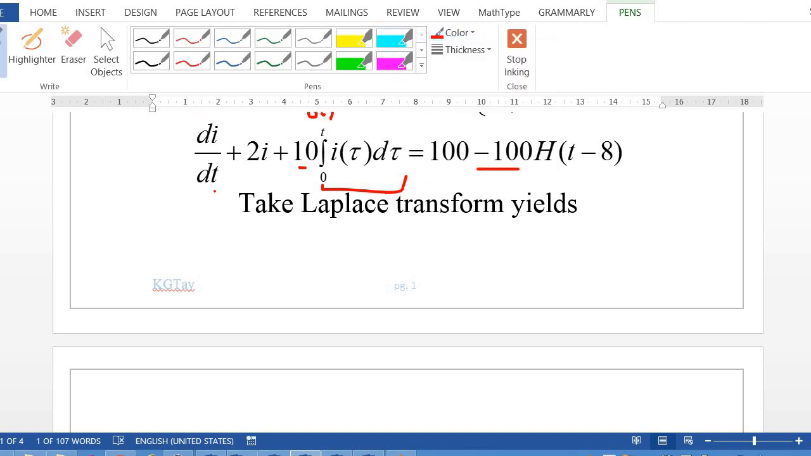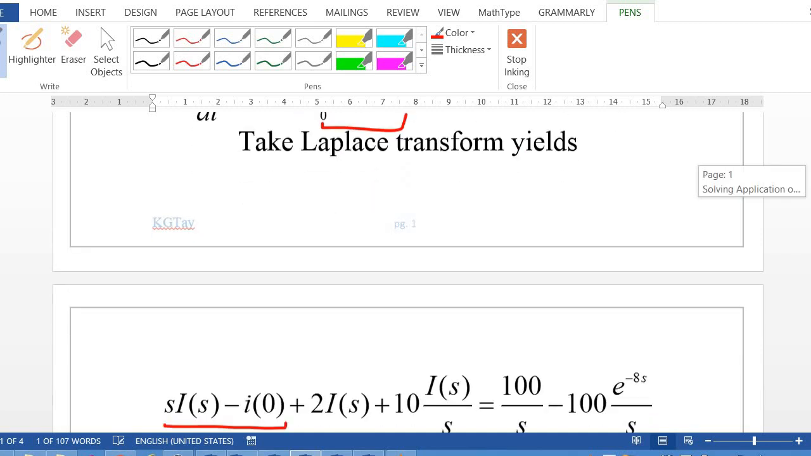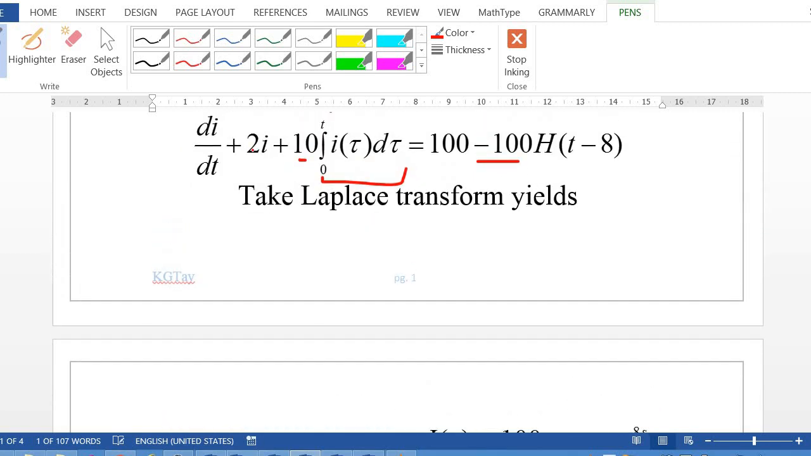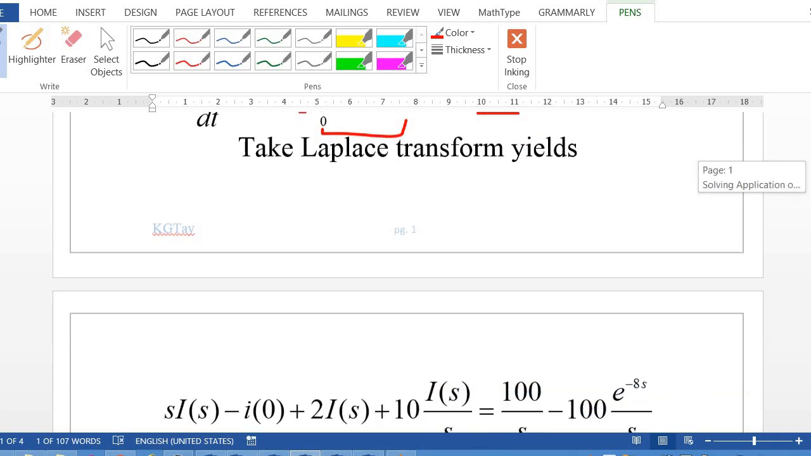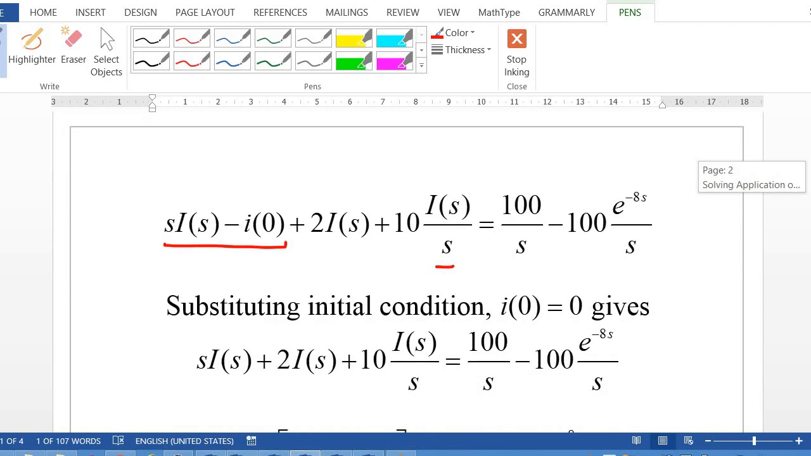Recall, the Laplace transform of dI/dt is sI(s) minus I(0). The Laplace transform of 2I is 2I(s). The Laplace transform of 10 times the integral of I(tau) d tau is 10 I(s) over s. The Laplace transform of 100 is 100 over s. The Laplace transform of minus 100 h(t minus 8) is minus 100 e to the negative 8s over s. Second step, substitute the initial condition.